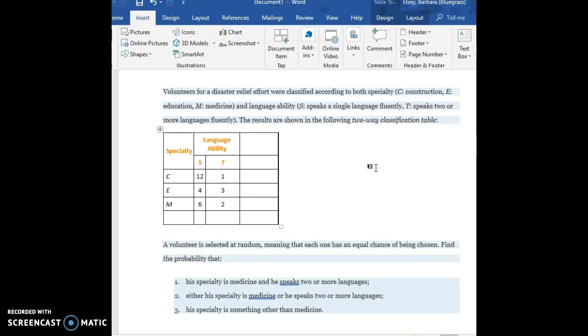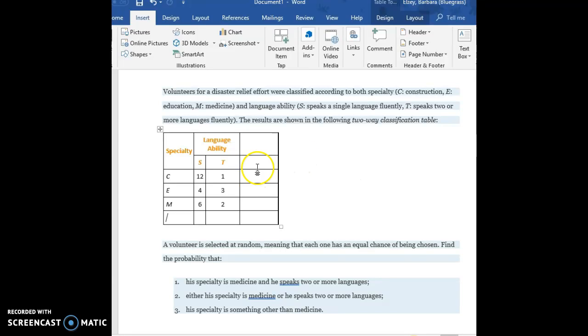A volunteer is selected at random, meaning that each one has an equal chance of being chosen. We want to find the probability that, first of all, his specialty is medicine and he speaks two or more languages. Second, either his specialty is medicine or he speaks two or more languages. Third, his specialty is something other than medicine.